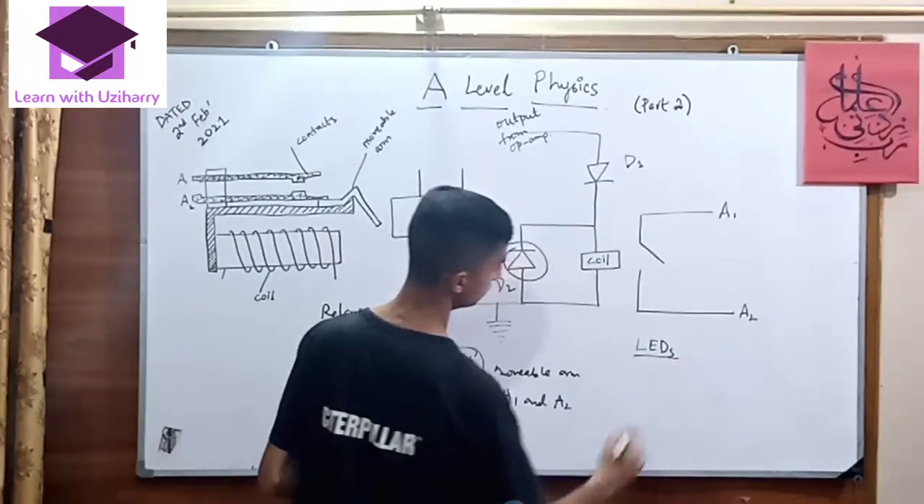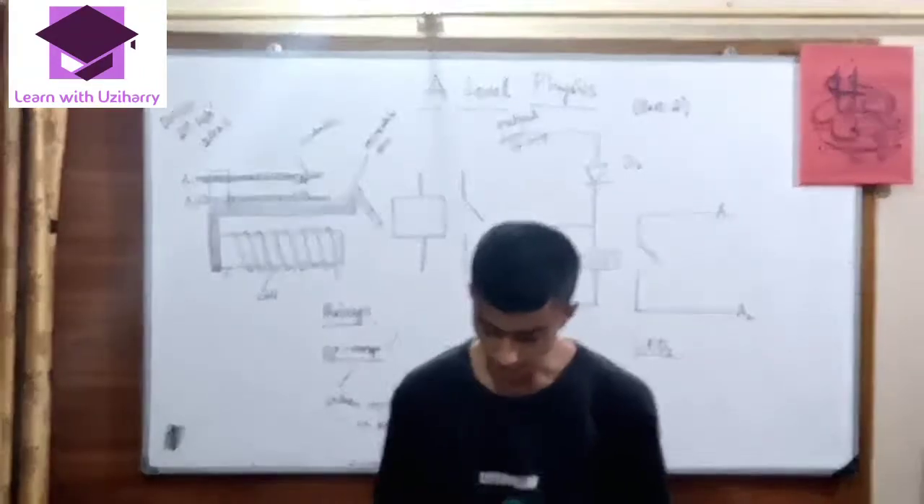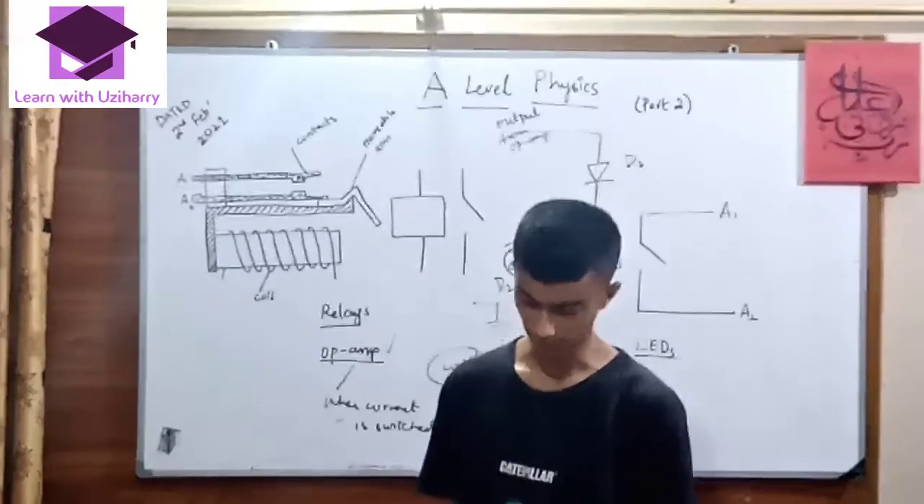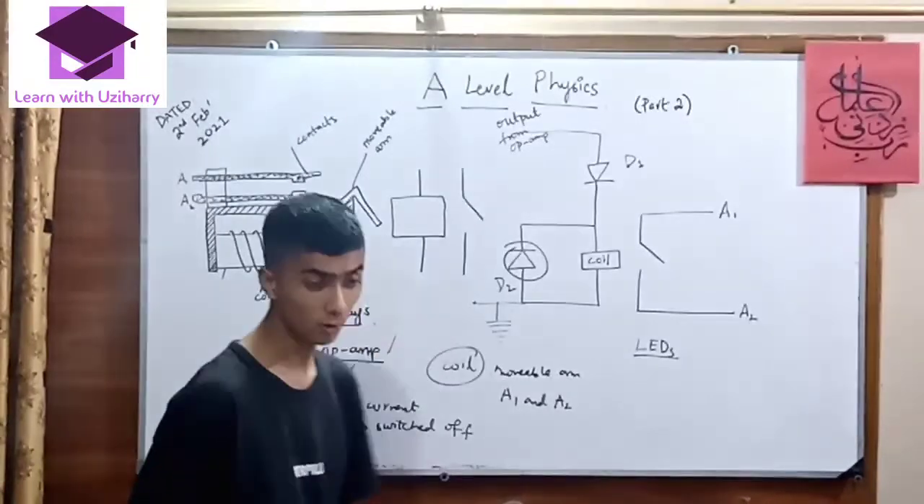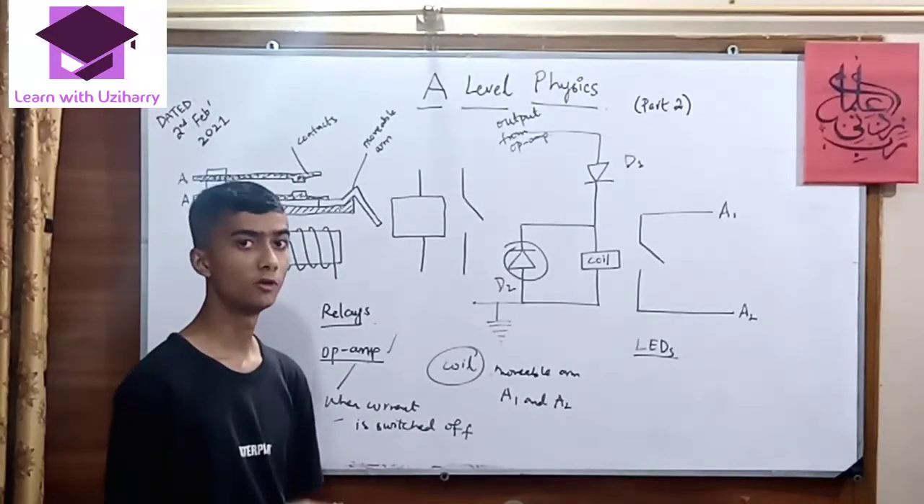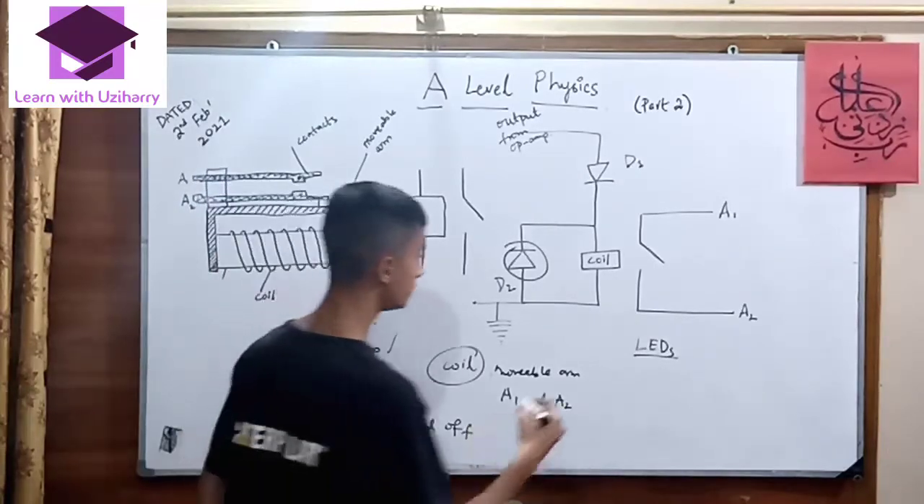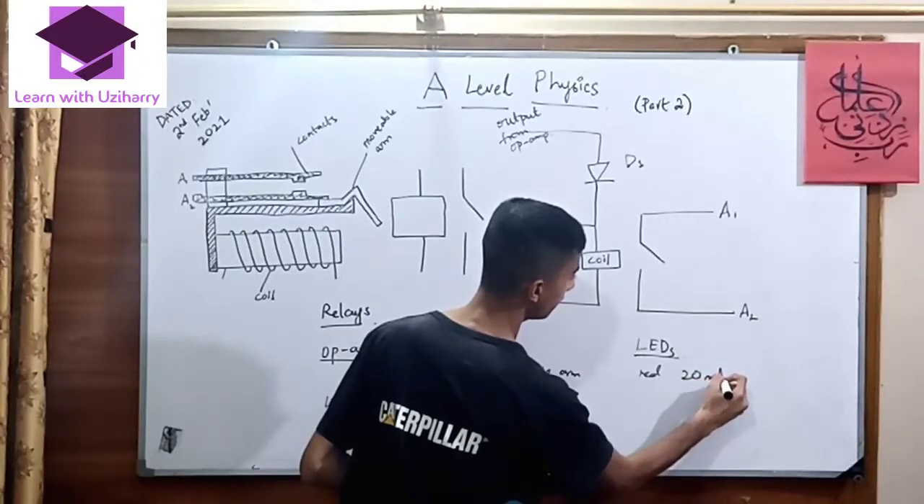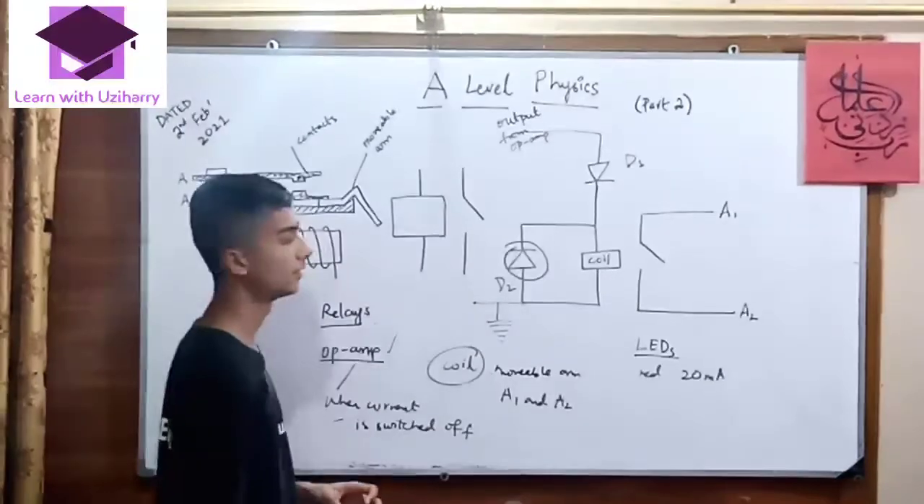Light emitting diode. The LED is a very convenient device to attach to the output of an operational amplifier. According to the color, for example red LED or green LED, there would be a specific amount of current. For example, if the red LED is used, it would be 20 milliampere.